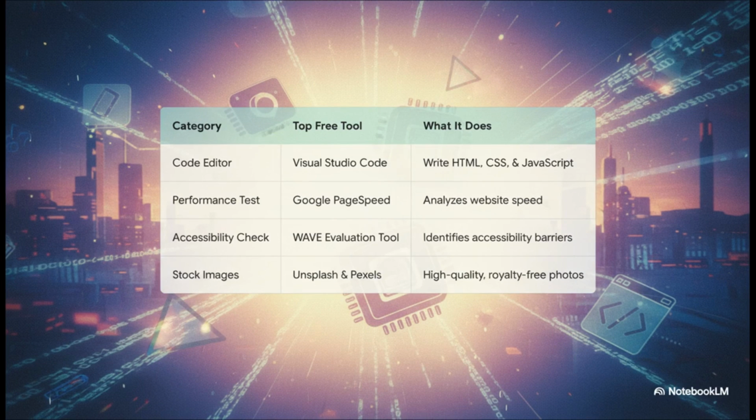For actually writing code, the industry standard is Visual Studio Code. It's free, it's light, it's unbelievably powerful. For performance, Google's PageSpeed Insights tells you exactly what to fix to make your site faster. For accessibility, the Wave tool is absolutely essential. And for assets, sites like Unsplash and Pexels give you unlimited access to incredible, royalty-free images.